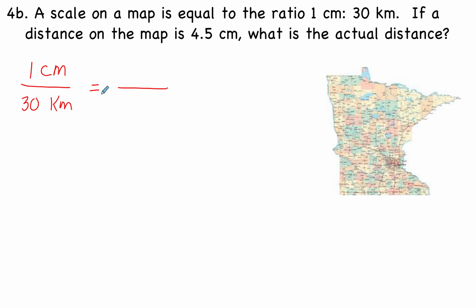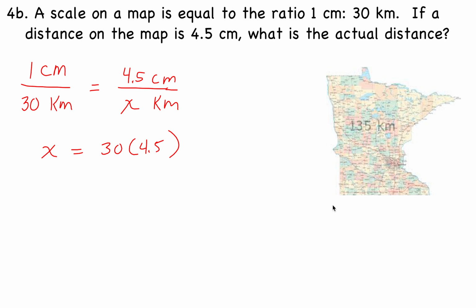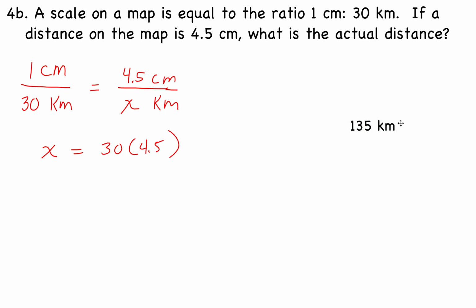Now, when we're doing proportions, we want to line them up in the same position, not diagonally. We only use the diagonal thing when we're using conversions. So 1 centimeter to 30 kilometers equals 4.5 centimeters to an unknown number of kilometers. And this one's the one we're looking for. So now once we have this set up, we can do our cross products. We have 1 times x, which is just x, is equal to 30 times 4.5. Well, if we multiply 30 times 4.5, we end up with 135 kilometers.